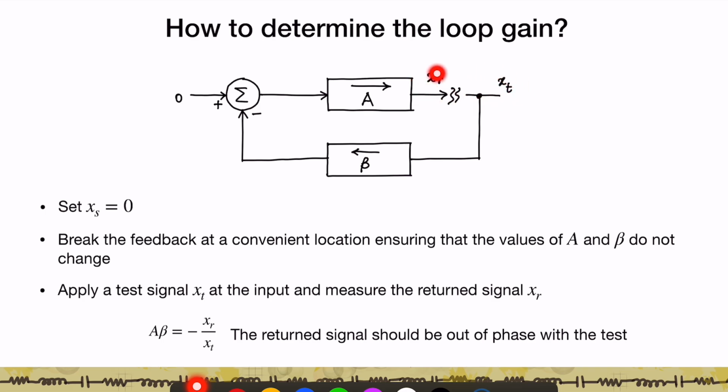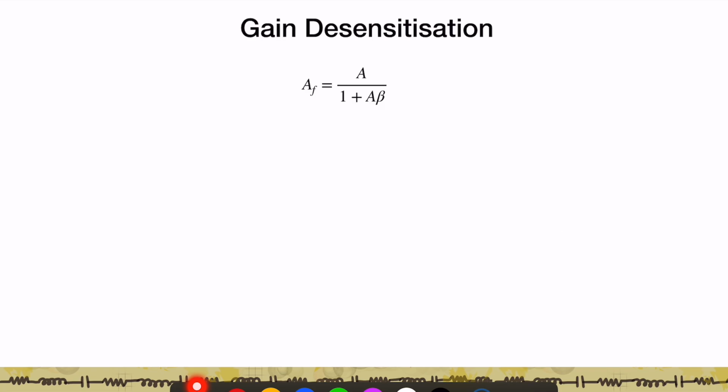So only if that is true, then your loop gain is positive, indicating that you have a negative feedback in your system. Now let's look at some of the properties of feedback. So first example is, let's take the gain desensitization.